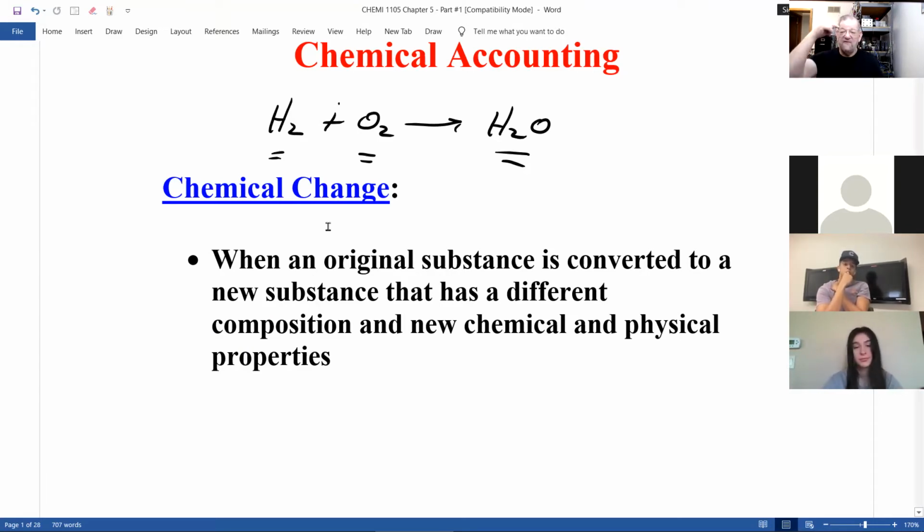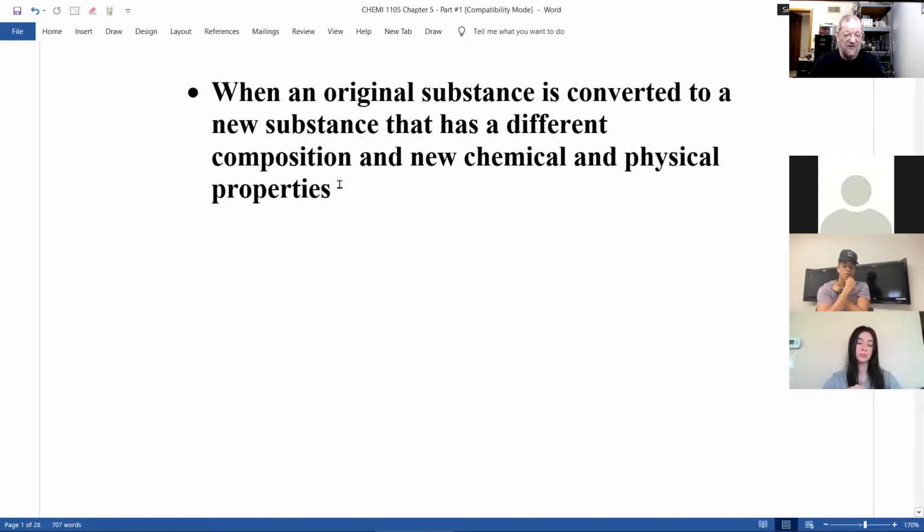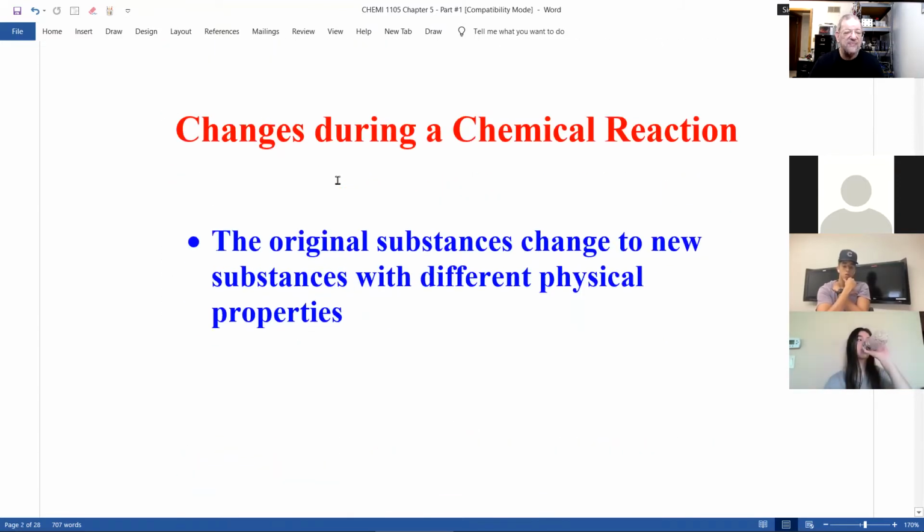And when you chew your food and swallow it, it goes in your stomach and it undergoes a chemical change, converted into different things. Now, the original substance in a chemical change, we call this a chemical reaction. That's the original substance changes to new substances with different physical, I could have also put down here chemical properties.